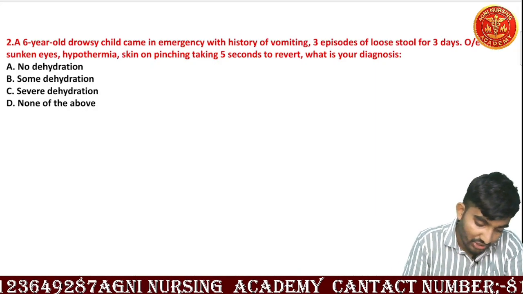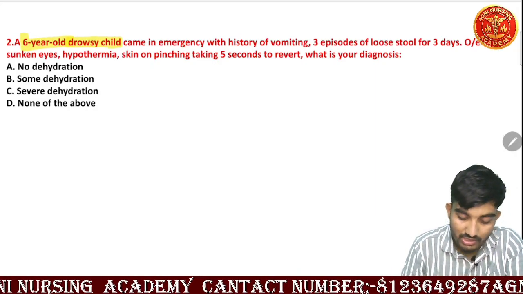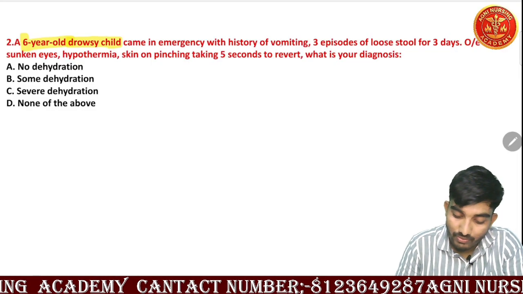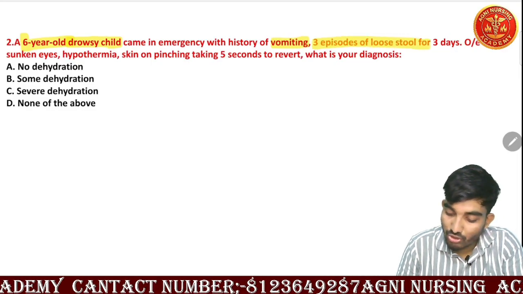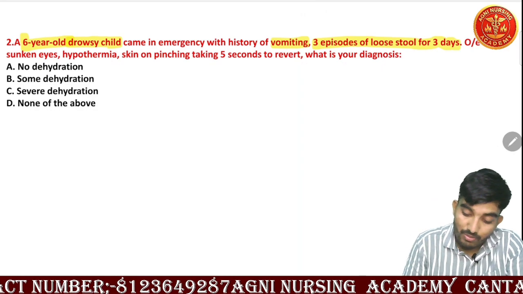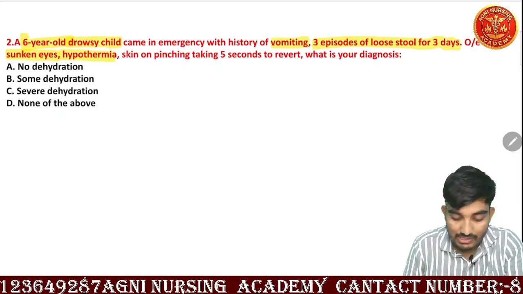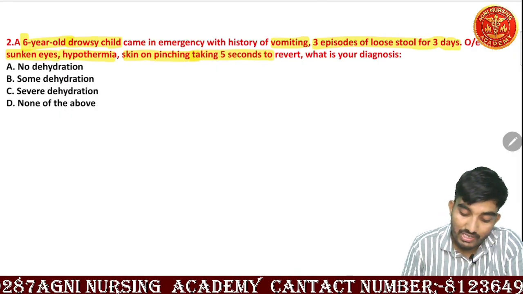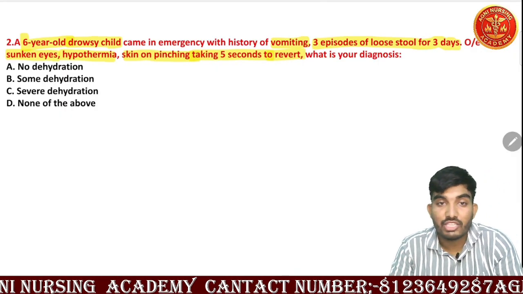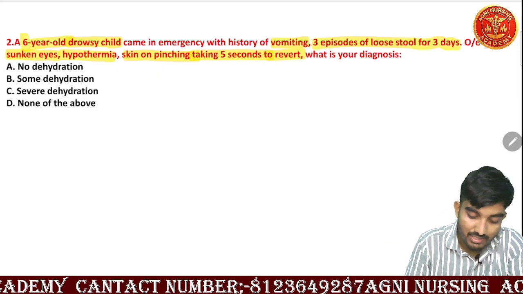Actually, what is asked in the question: the age of the child is 6 years, a drowsy child with a history of vomiting and 3 episodes of loose stool. The baby came to the hospital. It was observed on examination: sunken eyes, hypothermia, skin on pinching taking 5 seconds to revert. And the actual question asked is, what is the diagnosis? We will see the answer.